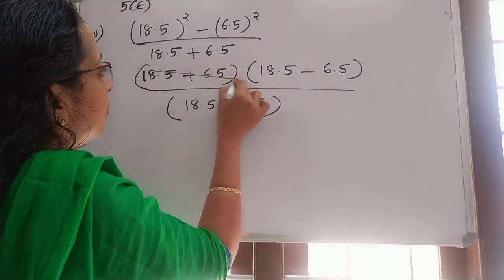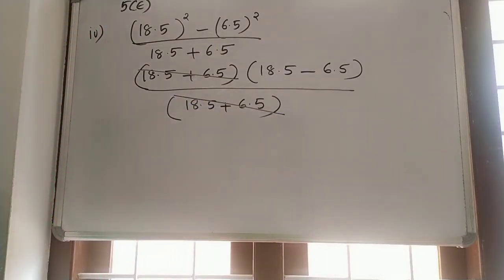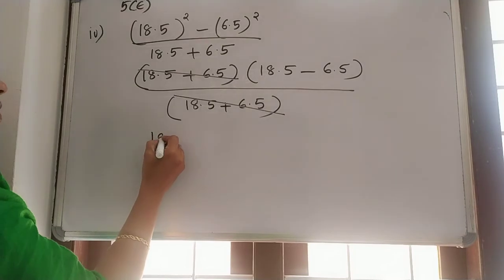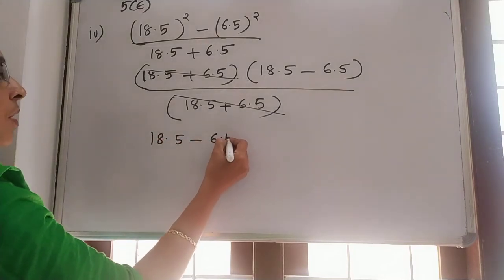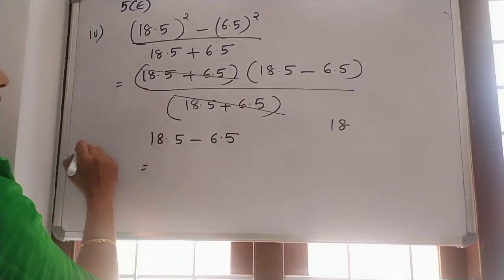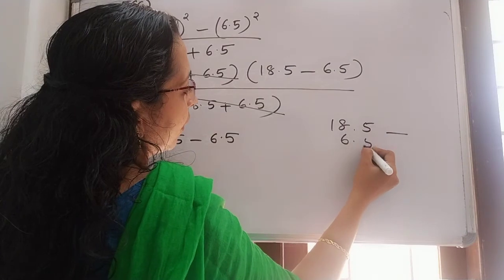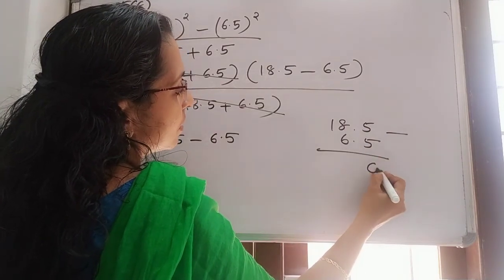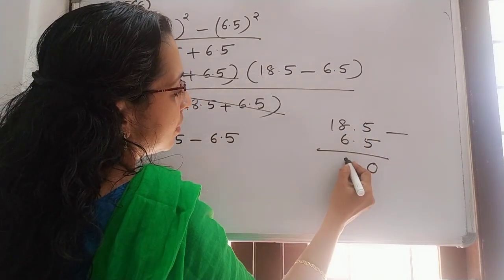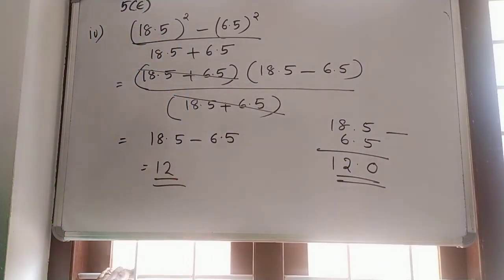So 18.5 plus 6.5 here also. So numerator and denominator we can cancel. Remaining is 18.5 minus 6.5. So subtract that. 18.5 minus 6.5. So 5 minus 5, 0. So 8 minus 6 is 2, then 1. So 12.0. So that is 12.